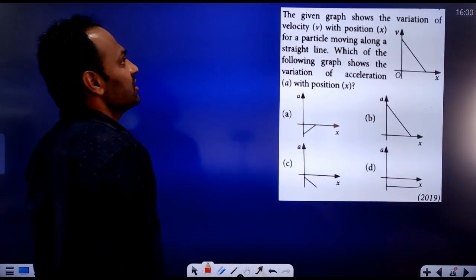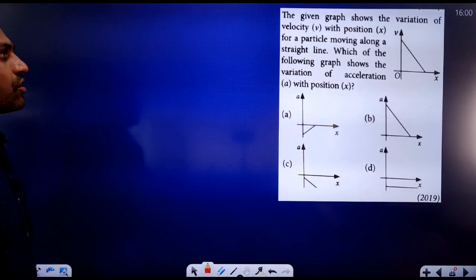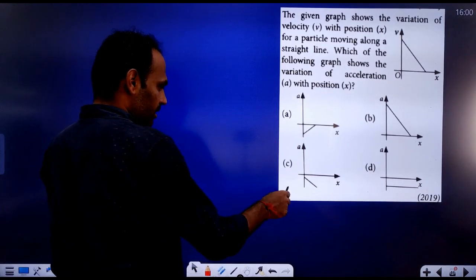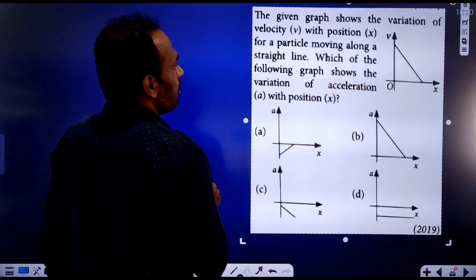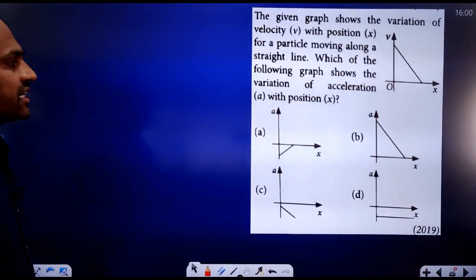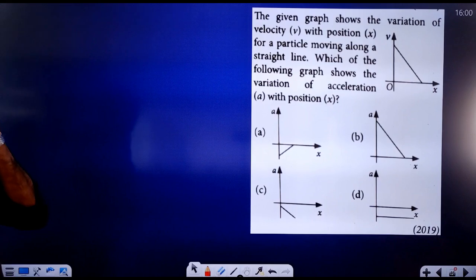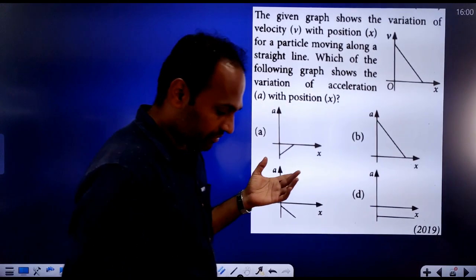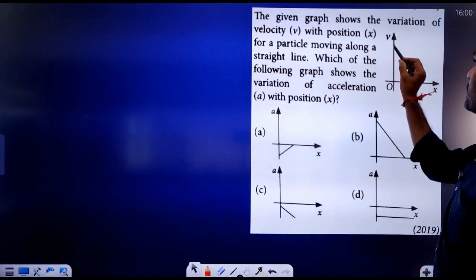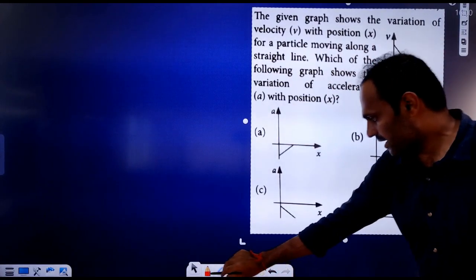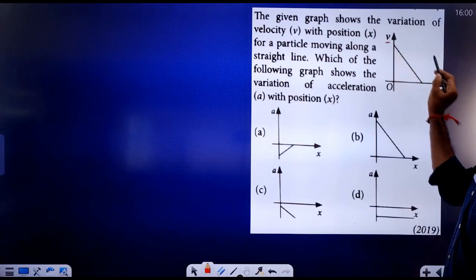The next question is: the given graph shows the variation of velocity and position for a particle moving along a straight line. Which of the following graphs shows the variation of acceleration with the position? You should concentrate on one thing. This is not a VT graph. It is a Vx graph, V versus x.